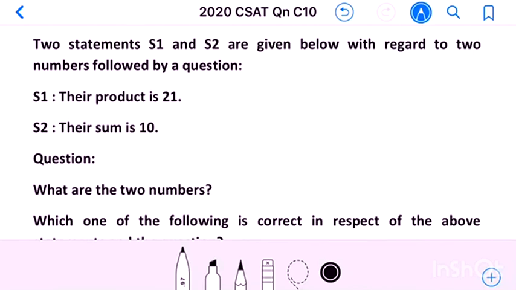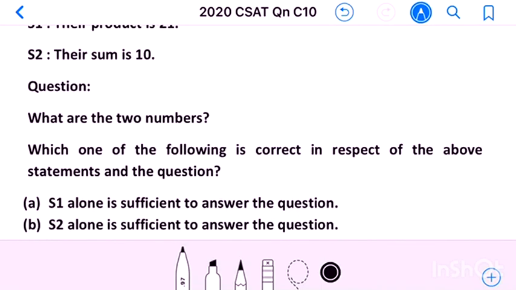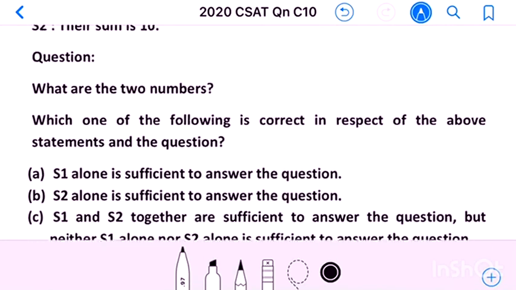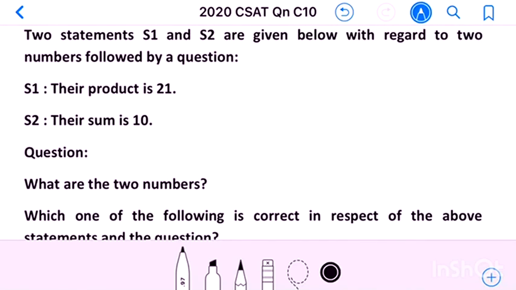Question number 10. Two statements S1 and S2 are given below with regard to two numbers followed by a question. Statement 1. Their product is 21. Statement 2. Their sum is 10. Then question. What are the two numbers? So just like the earlier question, which one of the following is correct in respect of the above statements and the question? Here we have four options. So we have to find which of these statements are required to answer this question.